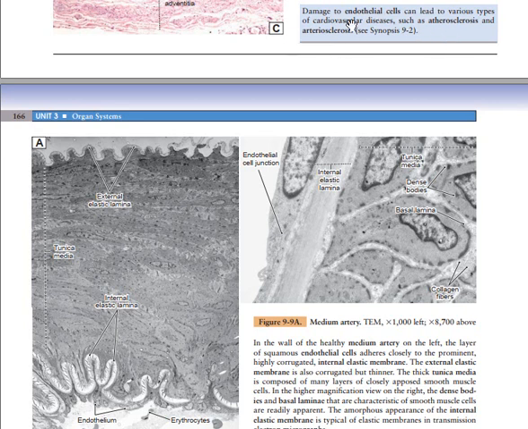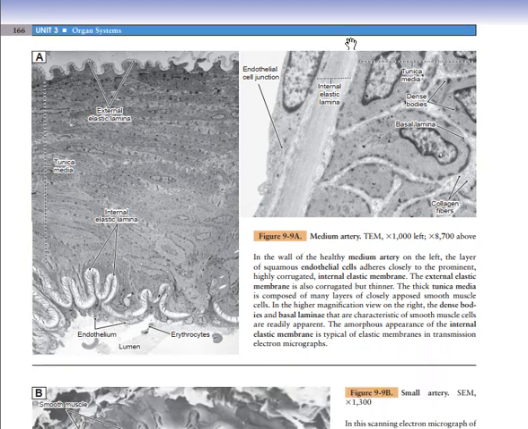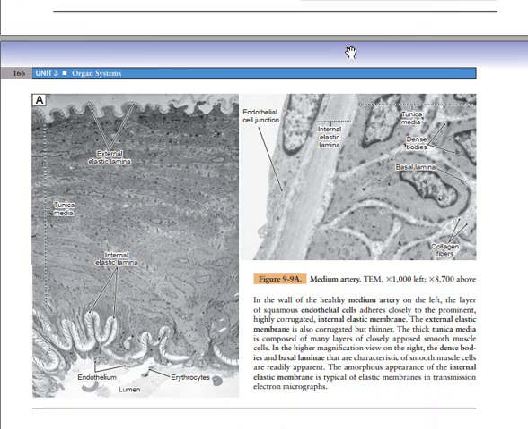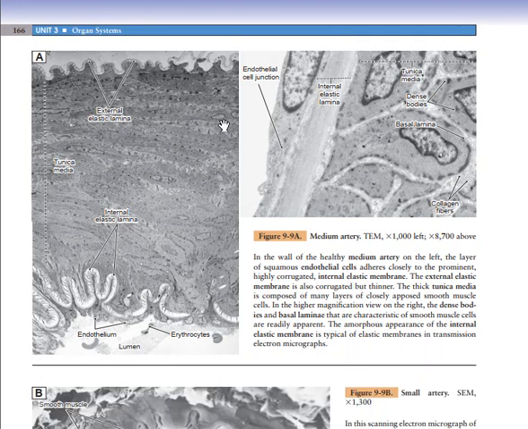Now arteriosclerosis is just rigidity of the arterioles. So this is arteriosclerosis, rigidity of the arterioles. Now the next thing, this is a transmission electron micrograph of still the blood vessels.